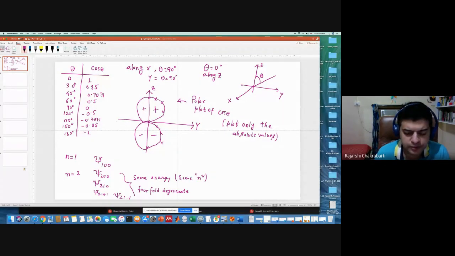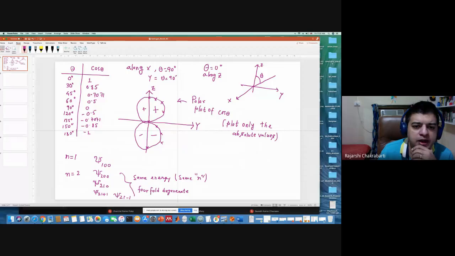So the plotting is as follows. Just make a list of theta and cos theta. I know the values of theta. 0 degree is 1, 30 degree is whatever. Okay, and then we know some values are positive, some values are negative, and then I start plotting.